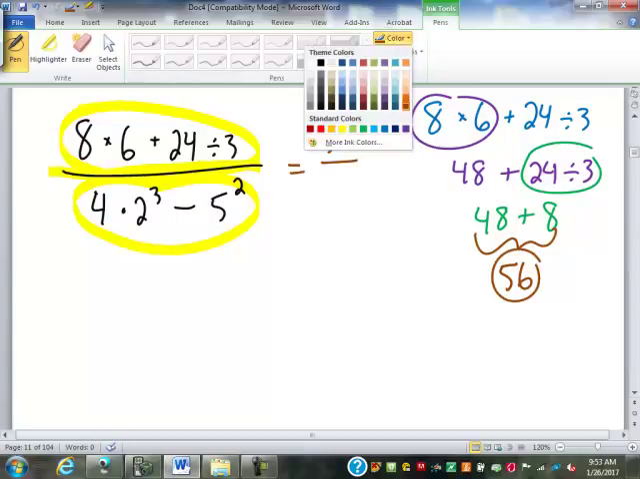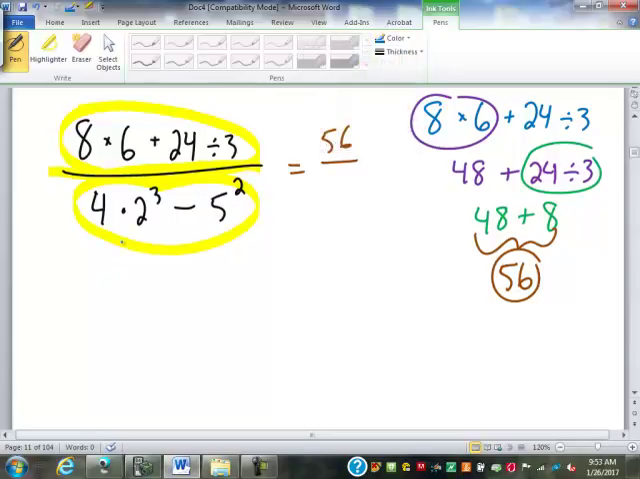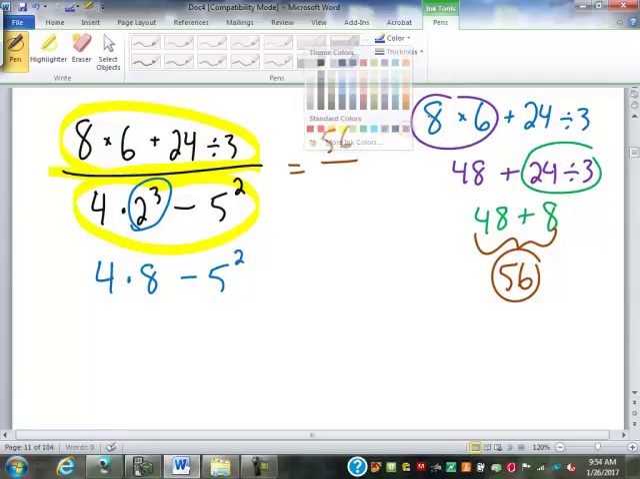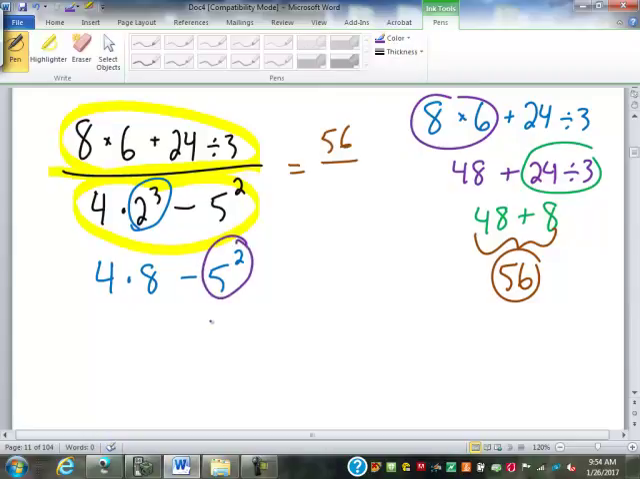Let's do the bottom. What do we have to do first on bottom? Exponents. Left to right, we have 2 to the third. So 2 to the third is 8. What's next? 5 squared is 25.